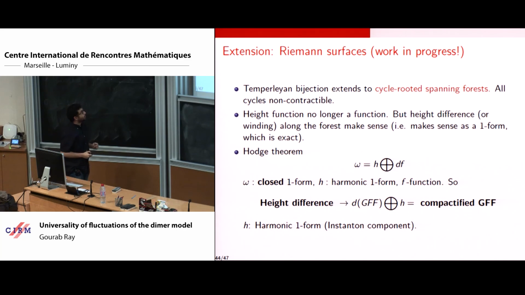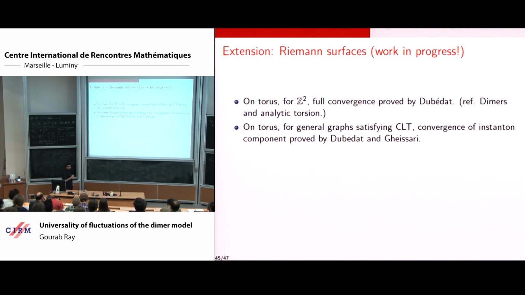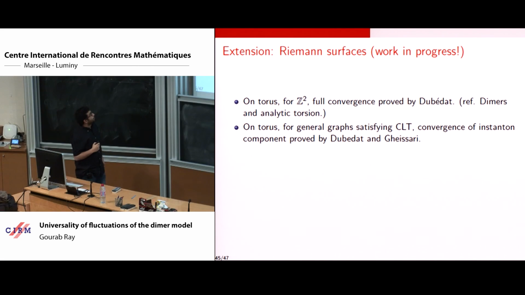Okay, so that's open in many topologies and many kinds of graphs. For example, on the torus, for the square lattice, this convergence was proved by Dubédat using Kasteleyn matrix methods again. And for general graphs satisfying a CLT, they prove the convergence of this topological component. So this is a work of Dubédat and Gheissari, who prove this convergence of topological components of this field.